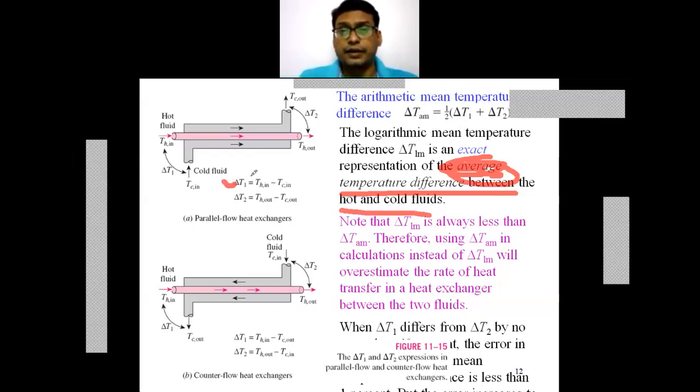So noting that delta T1 for the parallel flow heat exchangers is TH in minus TC in, and delta T2 is TH out minus TC out, and here for counter flow it is TH in, TC out minus TH out and TC in. The difference is to be remembered. Instead of that, it is better to plot a graph and take the averages of that.